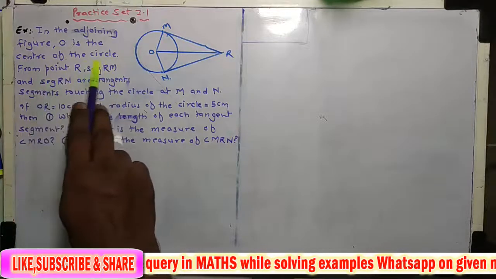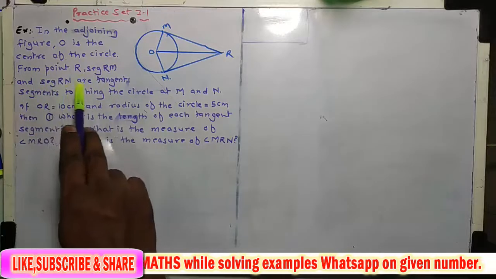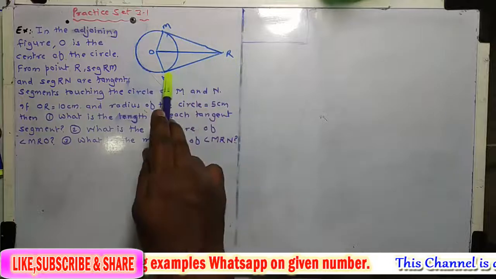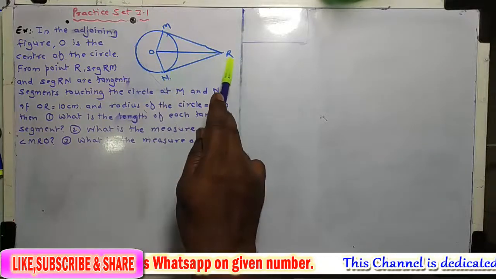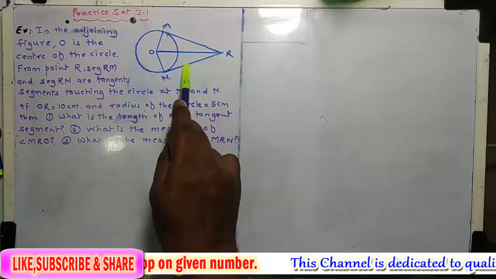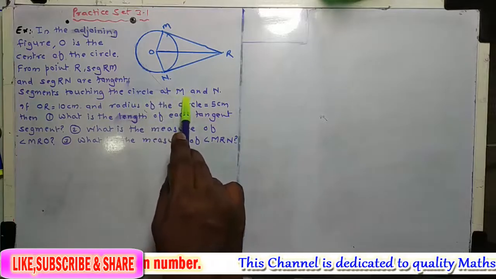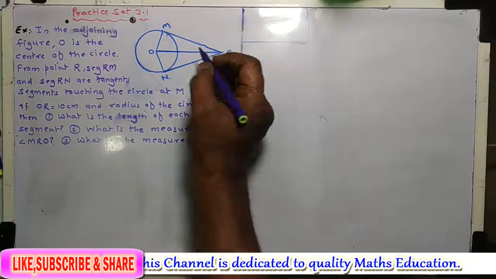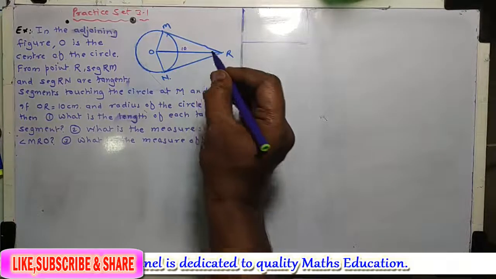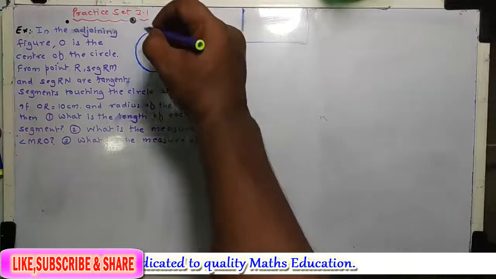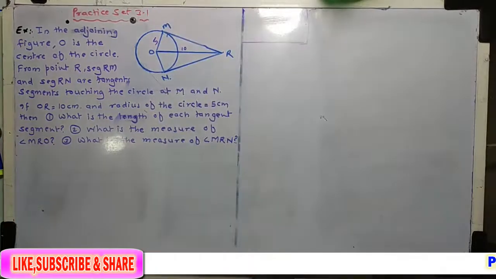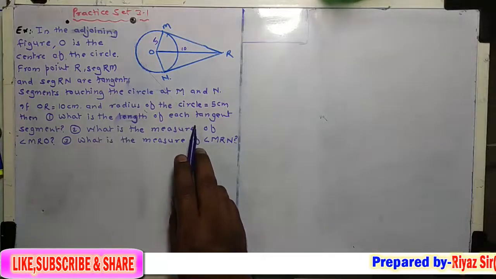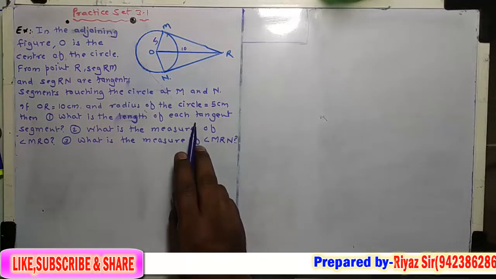From the point R, segments RM and RN are the tangent segments. Here O is the center of the circle, and RM and RN are the two tangents drawn from an external point R to the circle, touching the circle at points M and N. If OR is equal to 10, OR is given, and the radius of the circle is 5 centimeter, then what is the length of each tangent? We have to find the length of each tangent segment.